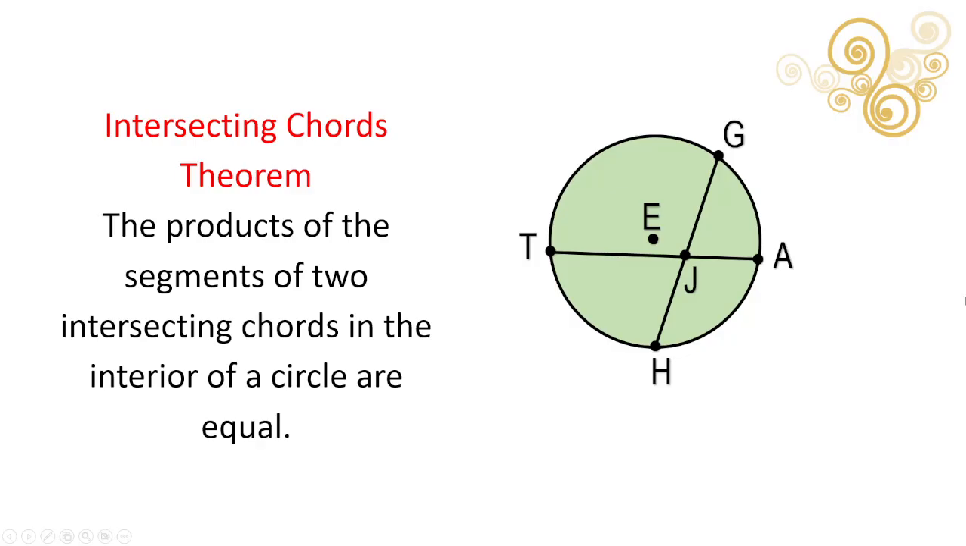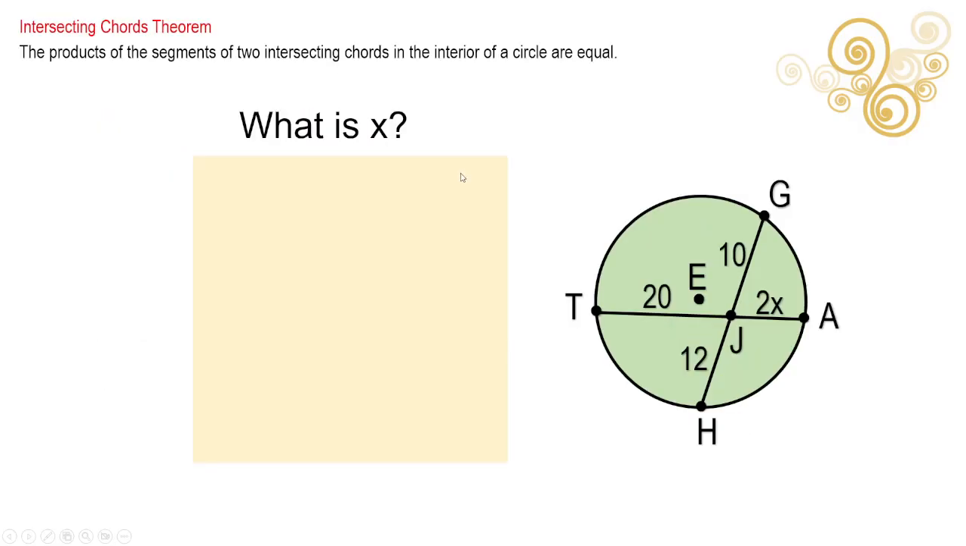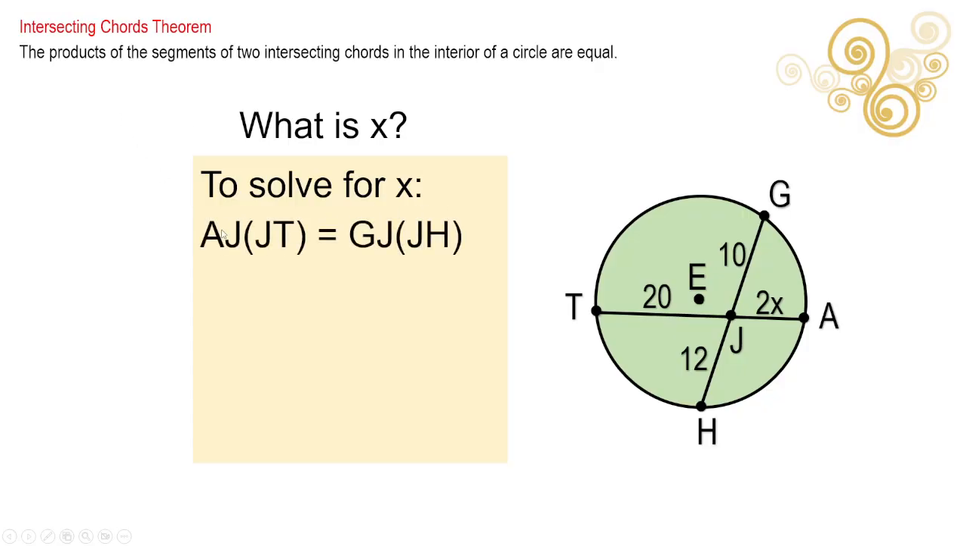We have here the intersecting chords. Again, very literal. We have two chords intersecting in the interior. So what's the idea here? If you read that, it's very simple. The product of the segments AJ and TJ, and at the same time GJ and JH, are equal. So let's use that idea to solve problems. Say we are going to find the value of x here given all these. To solve for x, we apply the intersecting chords theorem, a very simple idea. We just multiply the segments and these products are equal. So AJ times TJ equals GJ times JH. Oops, sorry.